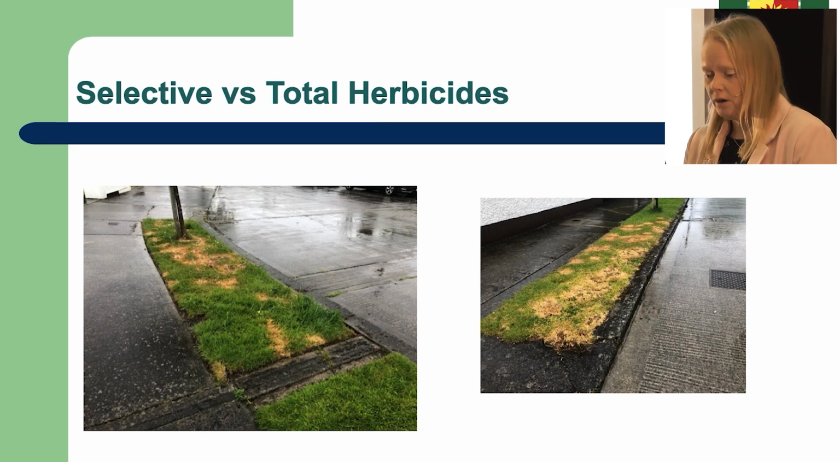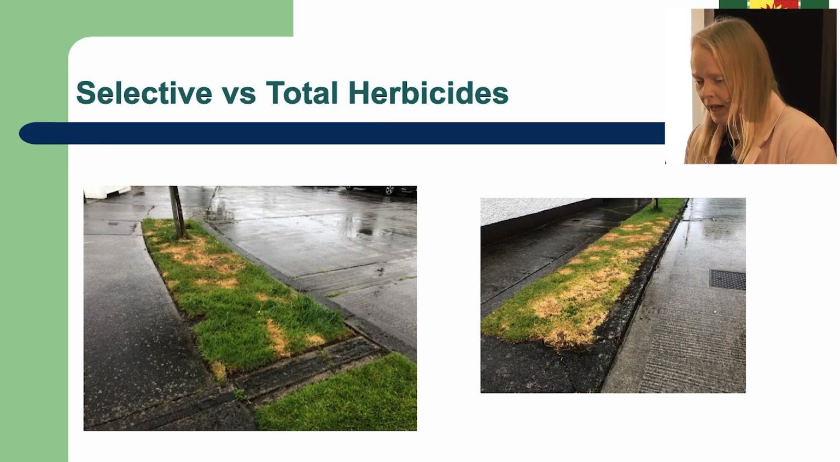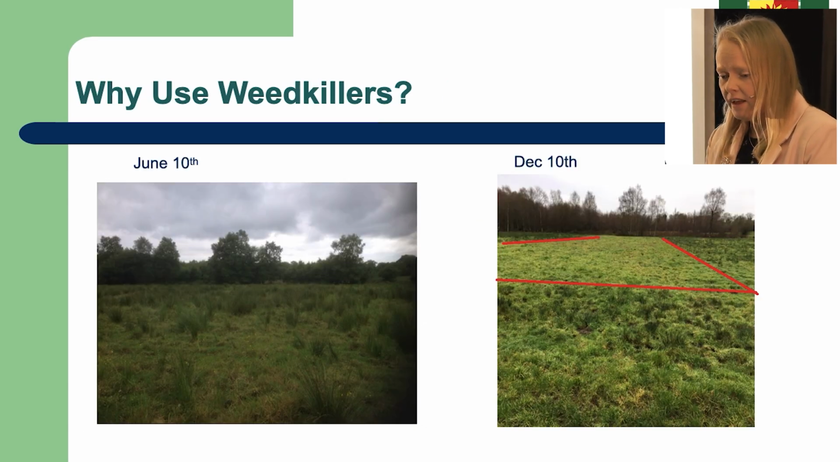You'll see from the photo on the right hand side where a total herbicide has obviously been used on the grass verge, and the grass as well as the weeds has been practically killed off. So it is the message that we try and get out to end users to ensure that they're using the product appropriately and safely. So the question is, why would we use these herbicides in the first place?